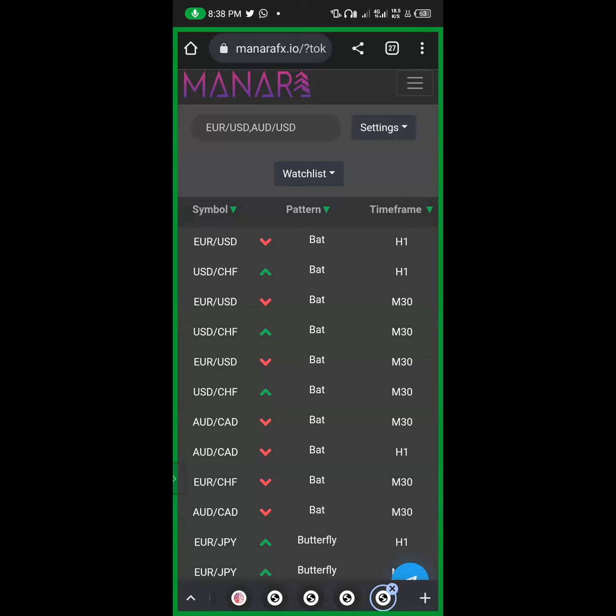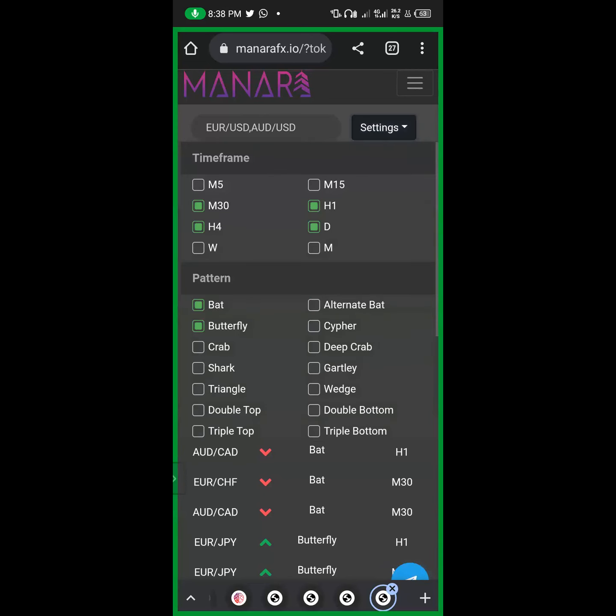So I sent a video to the group where I showed you my settings. Actually, I do more of H4 and Daily, but for the purpose of the new ones, I left M30 and H1. I don't like 15 and 5 really, and I don't really do 30, but they work sometimes. I'll tell you how to go about them. Okay, so these are the settings. Whatever I receive on my Telegram will be based on everything I have here.